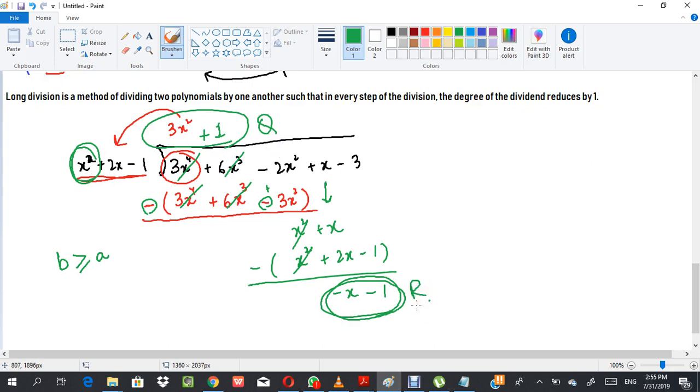So from this we conclude a few things. Number one, that every step of the long division will reduce the degree of the polynomial by 1, and the important part of the divisor is going to be the term having the highest degree. So let's do another sum.